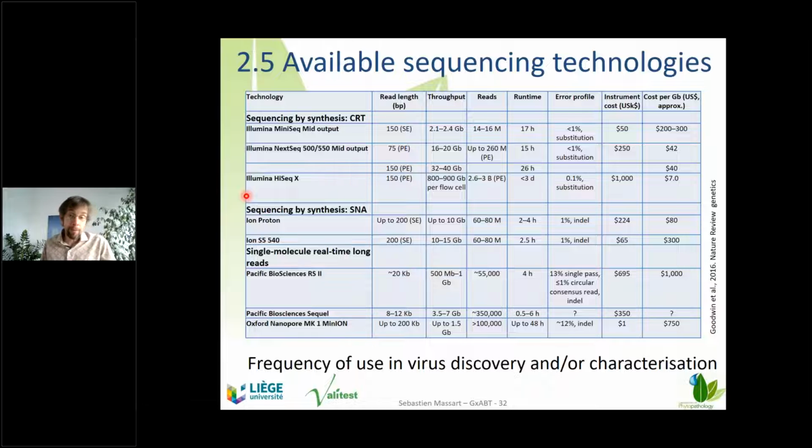For virus discovery or characterization, the technology mostly used is Illumina. For sequencing spore traps, it's Illumina. They are really the key players. There are progressively more applications related to Oxford Nanopore, but this is still rare, I would say. But if the technology continues to evolve, that might grow.